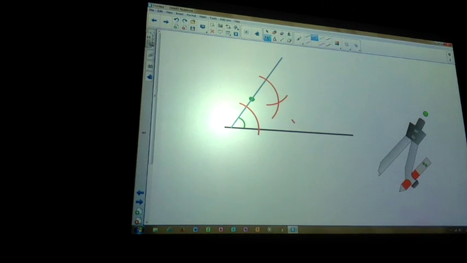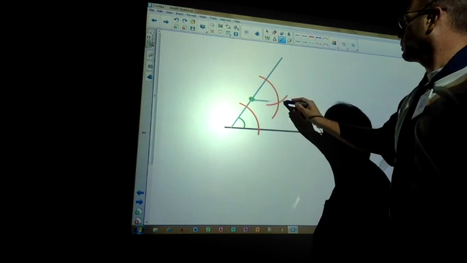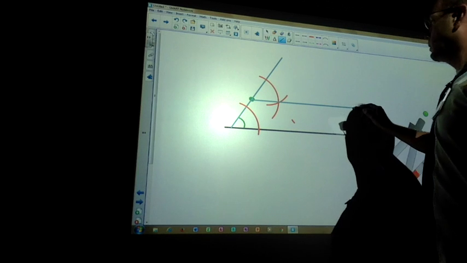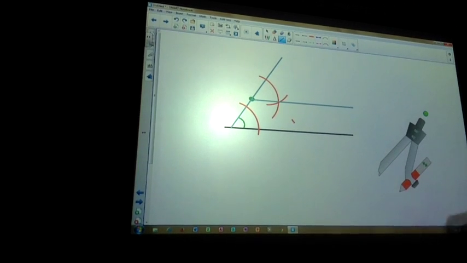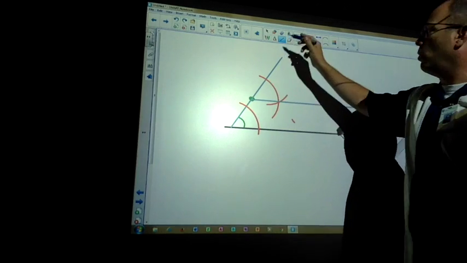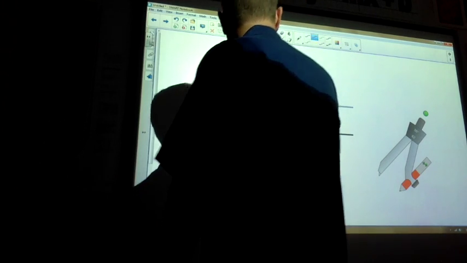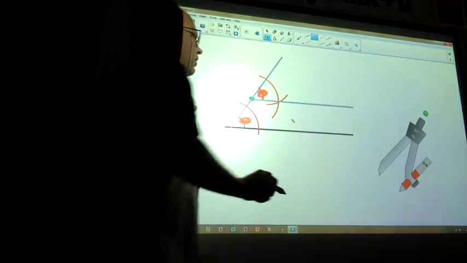Did that define another point? Two arcs intersecting each other? What do you think I should do with that new point and the green point? Connect them. Use your straight edge and connect them. There you go. This line is parallel to this line. It goes through this point. This angle here and this angle here are the same angle.